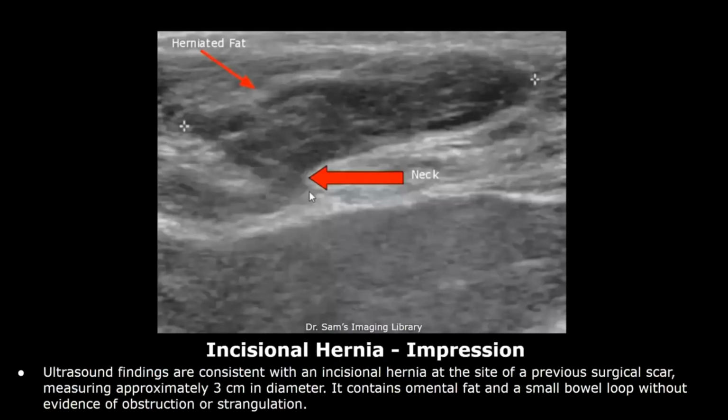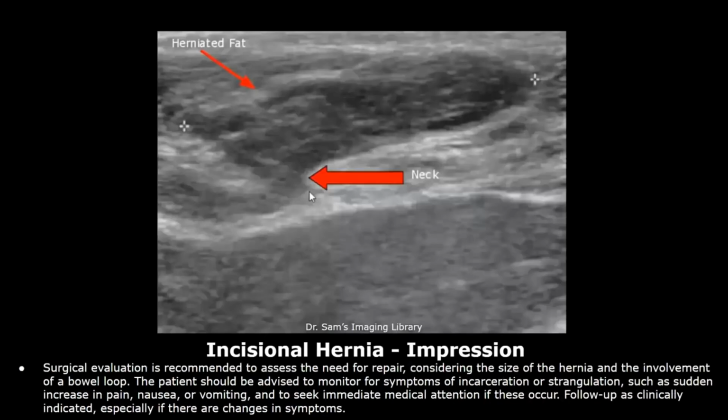This is the impression. Ultrasound findings are consistent with an incisional hernia at the site of a previous surgical scar, measuring approximately 3 cm in diameter. It contains omental fat and a small bowel loop without evidence of obstruction or strangulation.